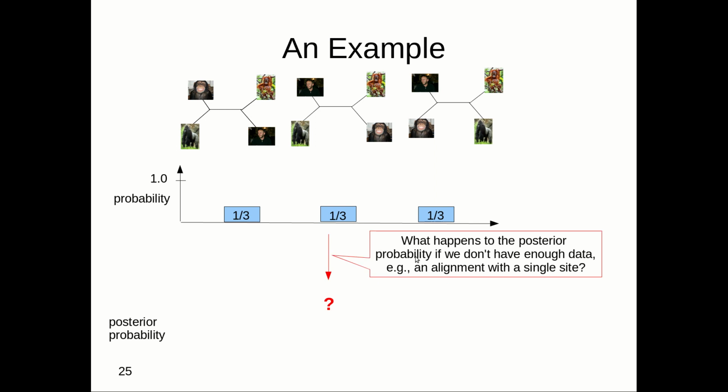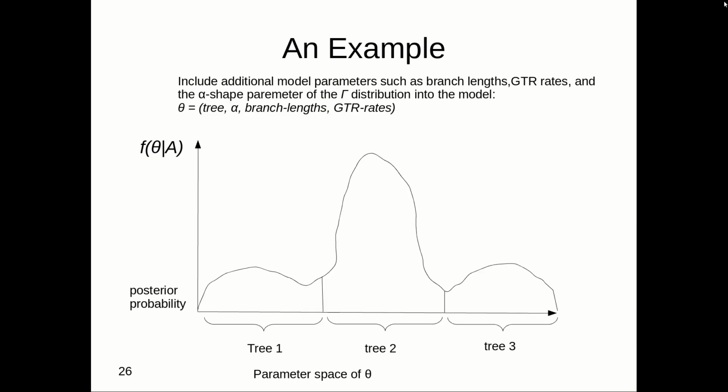Okay, now the question is, what happens to the posterior probability if we don't have enough data? Just consider the extreme case where we have an alignment that just consists of a single alignment site. What would happen to the posterior probability distribution in this case if we don't have enough data? The answer is that probably we'll just get the prior back, right? Because we don't have enough data to correct this distribution by the likelihood to get a good posterior probability distribution.